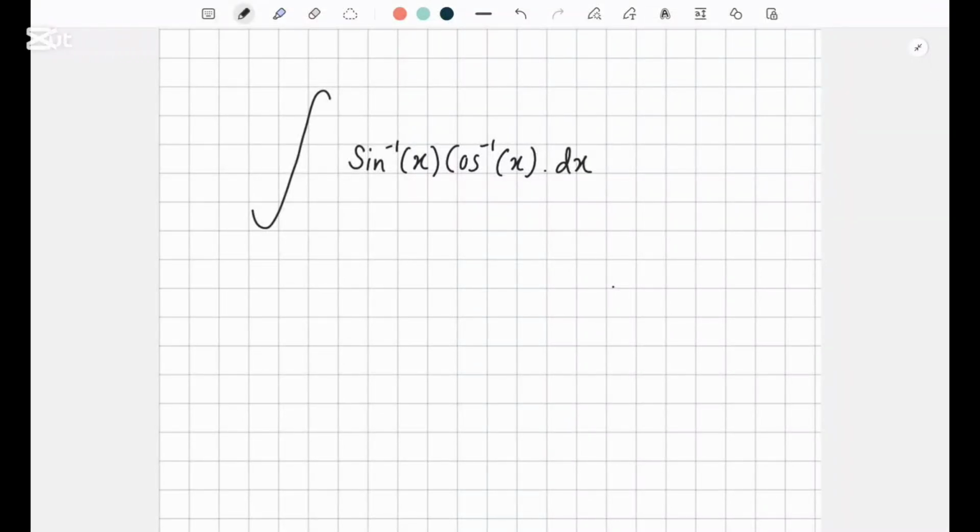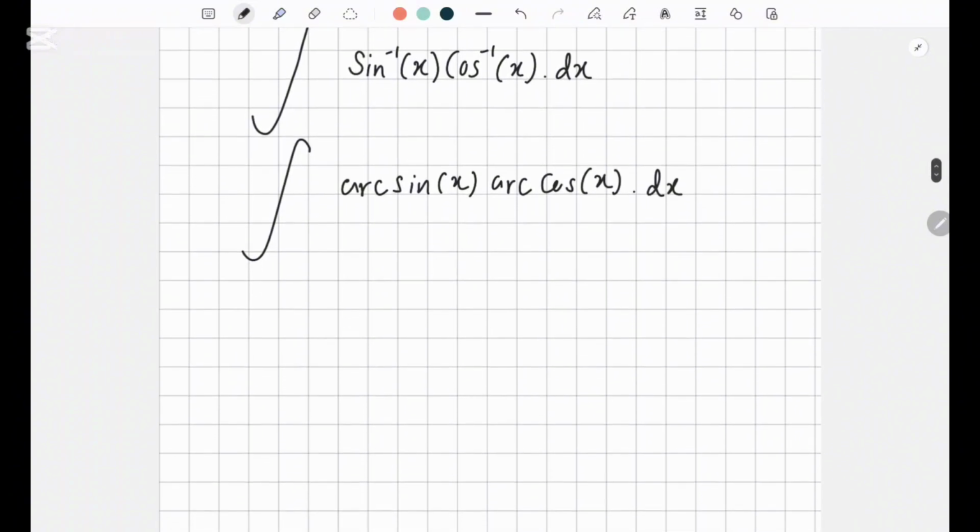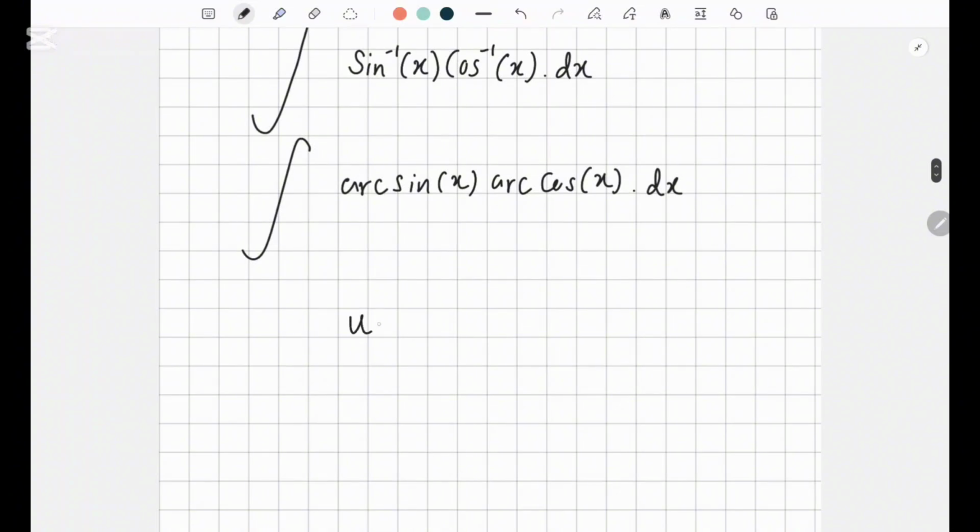Hi everyone, I'm going to show you guys how to integrate sine inverse x into cos inverse x. So this basically means arc sine x into arc cos x, right? So you guys know this. So what I'm going to use to solve this question is integration by parts. So this is the formula for integration by parts.